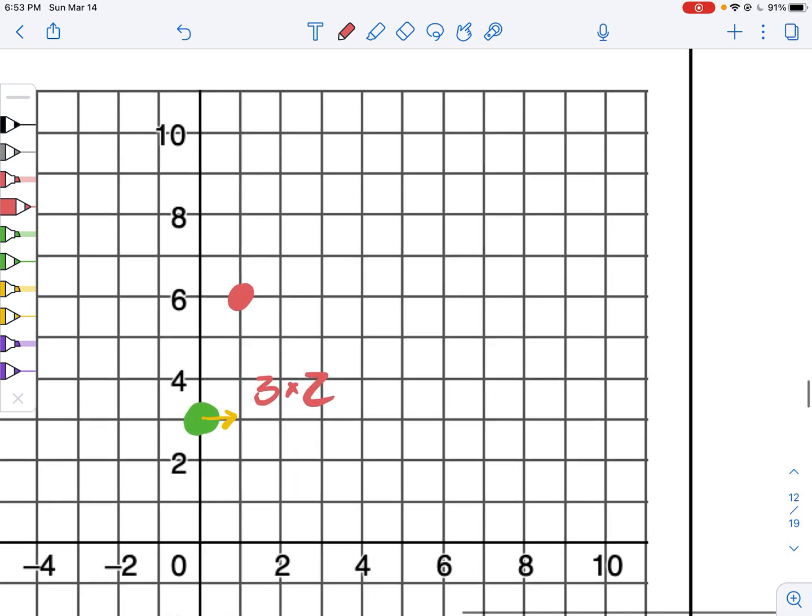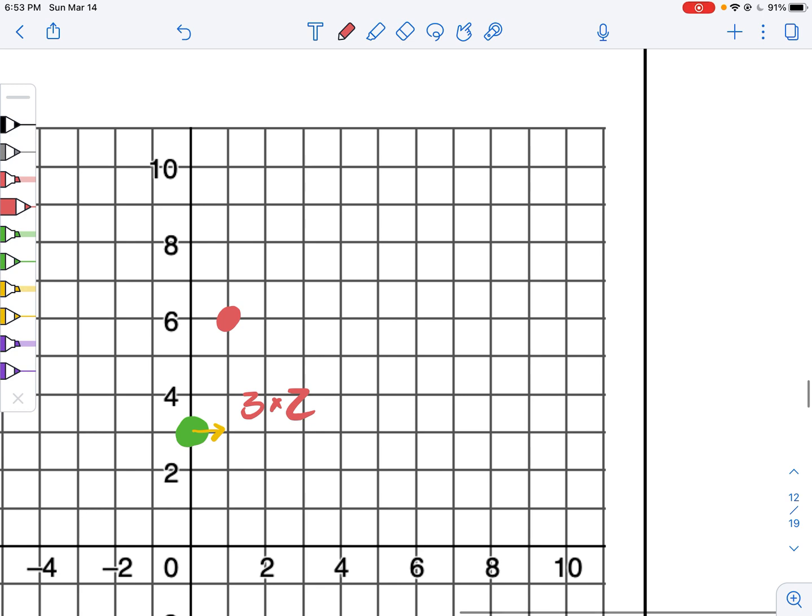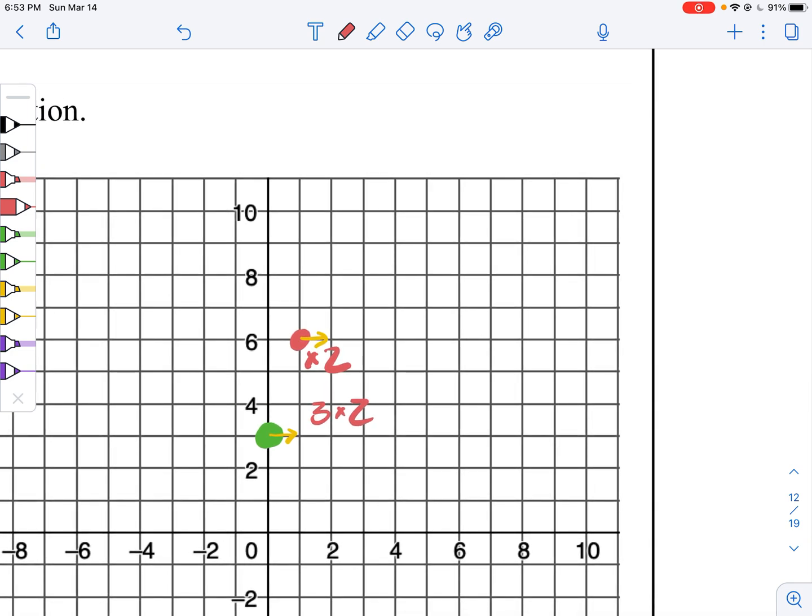Now do we want to go over again? We want to go over 1. We need to multiply times 2. 6 times 2 is 12. Oh, shoot. Okay, so if that's 11, that's 12. So our next point is over 2, up 12. We got it.